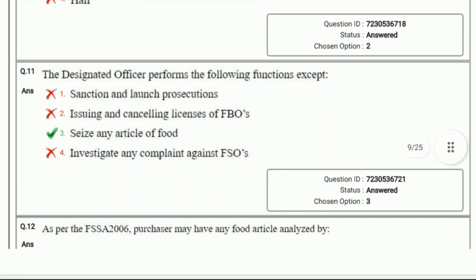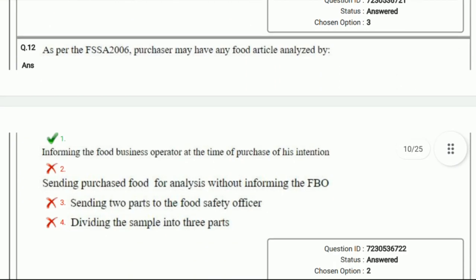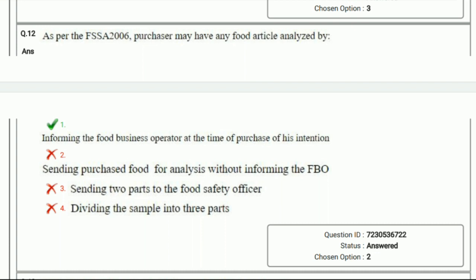The next question: the designated officer performs the following functions except. He has the power to sanction and launch prosecutions, issue and cancel licenses of food business operators, and investigate any complaint against FSOs, but he does not have the function to seize any article of food. So this is not a function of a designated officer. Next question: as per the FSS Act 2006, a purchaser may have any food article analyzed by. The answer is informing the food business operator at the time of purchase of his intention.